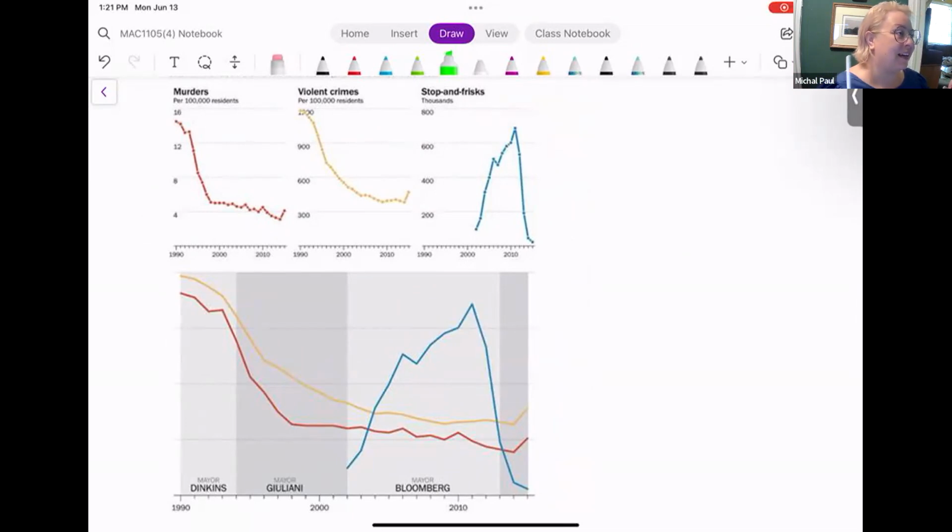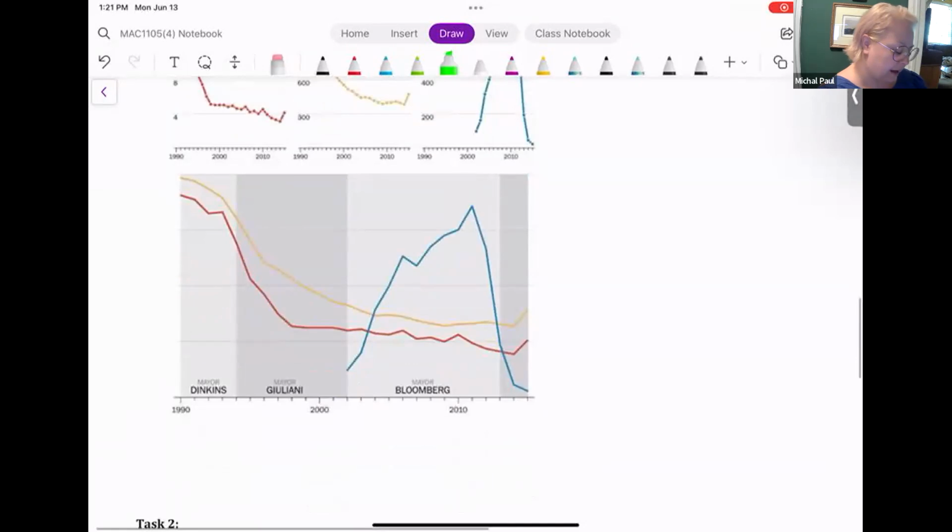Crime rate, it's a rate per 100,000 residents. I know that I just said that a little awkwardly. Our violent crimes are the yellow line, and stop and frisk was instituted by Mayor Bloomberg, and then it was actually stopped later. The end of this graph was like the end of stop and frisk, when it was overturned by the government, right? Or by the Supreme Court.